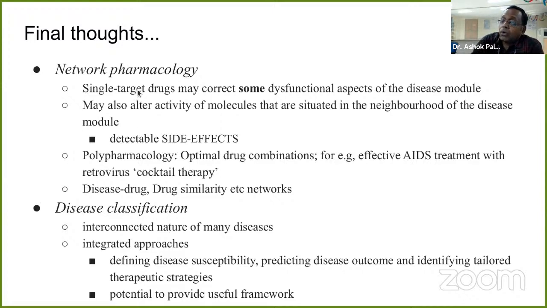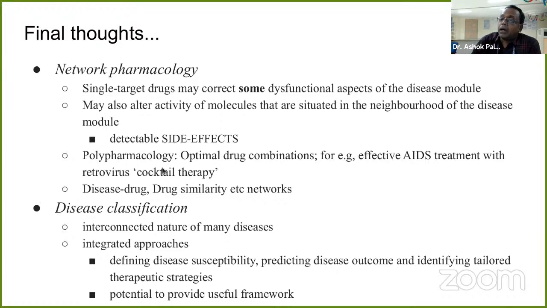Moreover, single target drugs may also alter the activity of molecules that are situated in the neighborhood of this protein, and this leads to side effects. These are unintended effects, the side effects which we are all familiar with. We take some medicine, and that medicine works for someone, but it doesn't work for us, and we have some side effects. It's a common everyday experience, isn't it? That is because the symptoms are the same, but in a personalized way, the causative factor for us is slightly different from the causative factor for someone else. So even though we take the same medicine, it also causes side effects, isn't it?